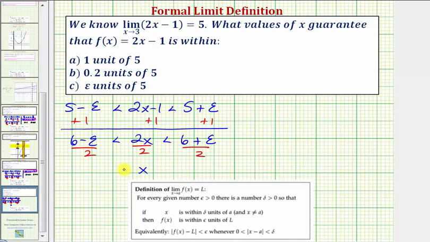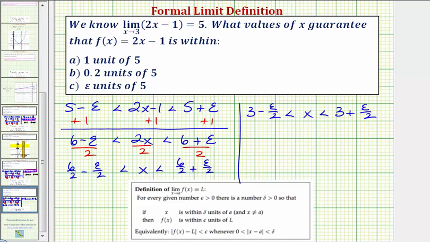We'd have x greater than 6 divided by 2 minus epsilon divided by 2. x is also less than 6 divided by 2 plus epsilon divided by 2. So finally simplifying, x would have to be greater than 3 minus epsilon divided by 2 and less than 3 plus epsilon divided by 2. So these are the x values that guarantee our function value f of x is within epsilon units of 5.